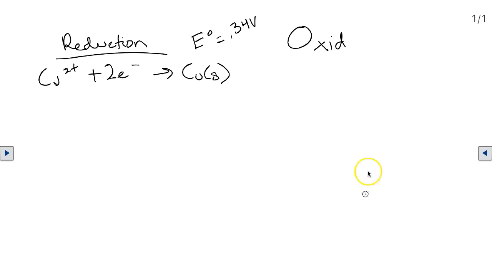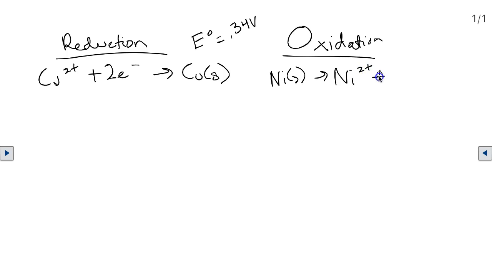The oxidation half reaction, I cannot write it as written. I have to reverse it, and so I'll have nickel solid goes into Ni2+ plus 2 electrons. And the cell potential is the whole thing. The electrical potential of this part is going to be positive 0.25 volts. Are you good?